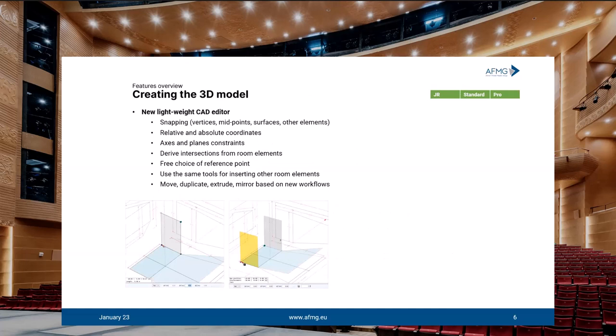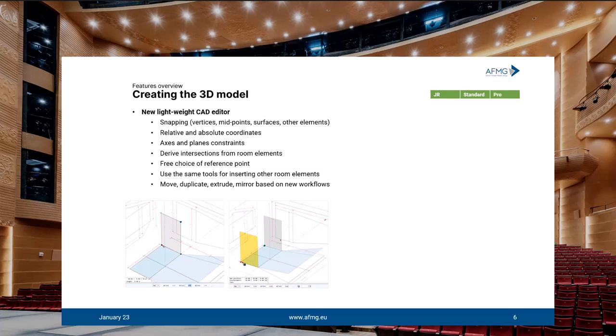When we create the 3D model, it has a new lightweight CAD editor, allows snapping of vertices, midpoints, surfaces, and other elements. It gives us relative and absolute coordinates, allows us to restrict to specific axes or planes, allows us to derive intersections from various room elements. We can freely choose what the reference point is for moving or adding other points. And we use all of the same tools for inserting the other room elements as well.